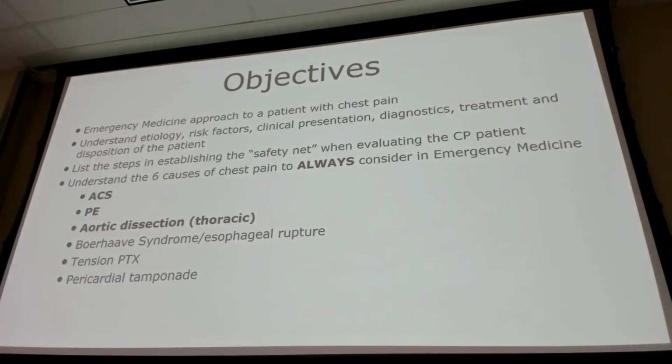So in emergency medicine, we approach every patient with chest pain the same because we don't want to get burned. But here, we have to understand what risk factors they have, what their age is, and how they're describing their chest pain. Then we want to look at what can be our deadly differential diagnosis: acute coronary syndrome, PE, dissection, esophageal perforation or rupture, tension pneumothorax, and pericardial tamponade.